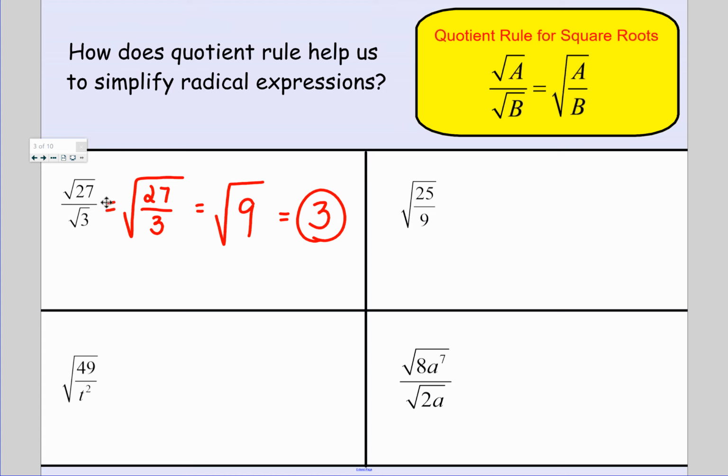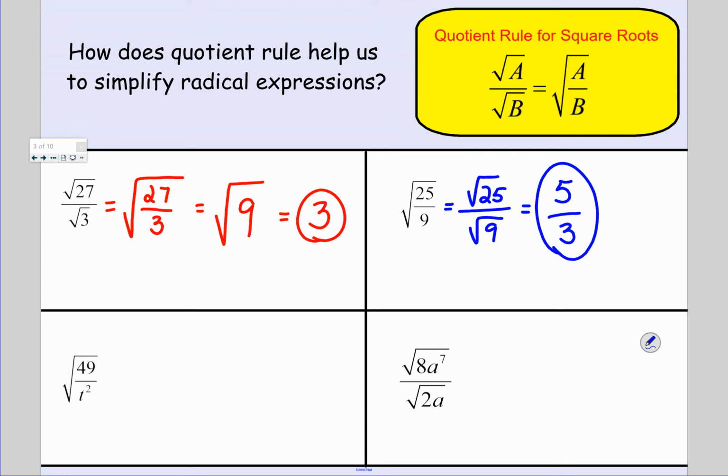Now let's look at the square root of 25 divided by 9. For this one, I don't know what 25 divided by 9 is off the top of my head. It's going to give me some decimal. But I can use the quotient rule kind of in reverse for this one and break up this radical into 2 different radicals. The square root of 25 over the square root of 9. And I know what both of these square roots are because 25 and 9 are perfect squares. This is 5 and this is 3. So now I have a simplified expression.